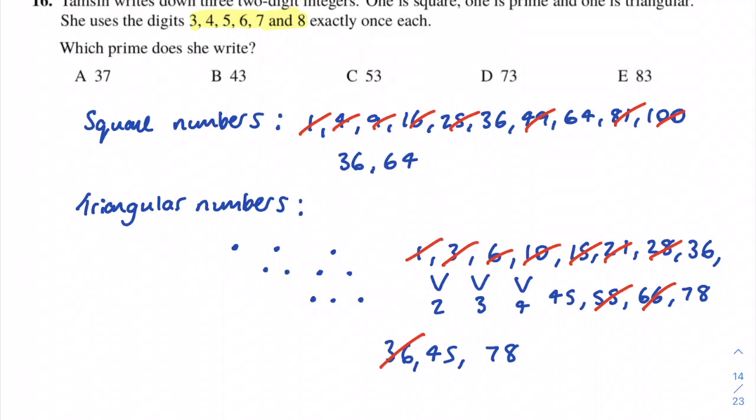What if 36 is a square number and 78 is a triangular number? Well, in that case, we're left with 4 and 5. 45 is not prime because it ends in a 5, and 54 is not prime because it's even. So that doesn't work. So the other options we've got is 64 and 45. We can't use that because we would be using the 4 twice. So our only other option is using 64 and 78. So if we use 64 and 78, we're going to have 5 and 3 left over. 35 is not prime because it ends in a 5. 53 is prime and it's one of our options, and it's the last pair of numbers that we haven't checked. So our answer must be C, which is 53.